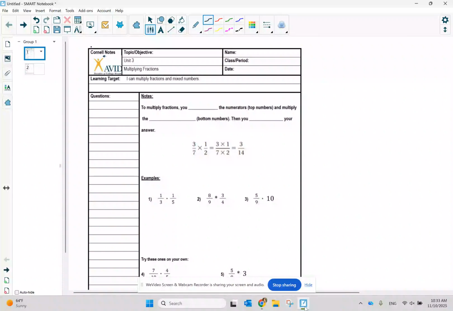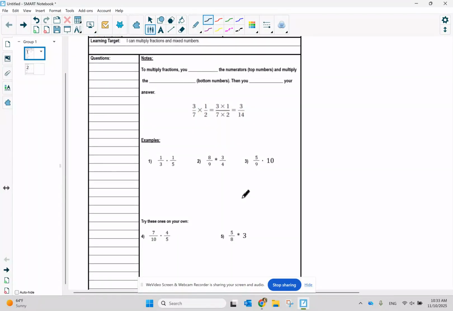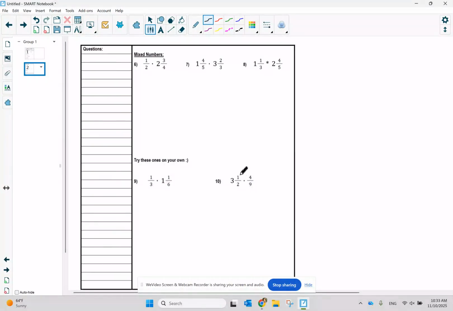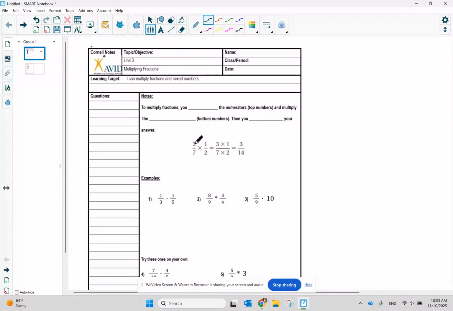Today we're going to learn how to multiply fractions and mixed numbers. Multiplying fractions is something that you should have done in elementary school, but just in case you have not, we are going to start by just multiplying fractions by fractions or whole numbers, and then move into some mixed numbers.